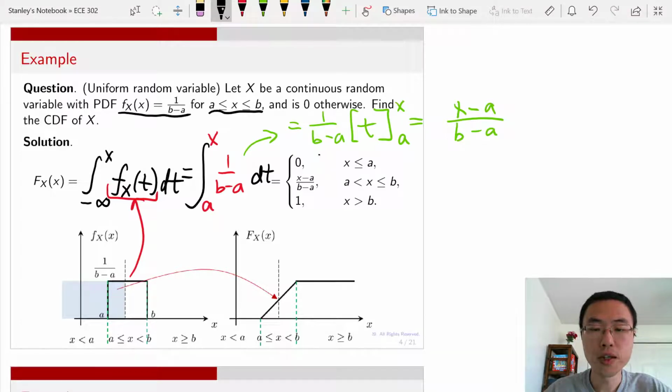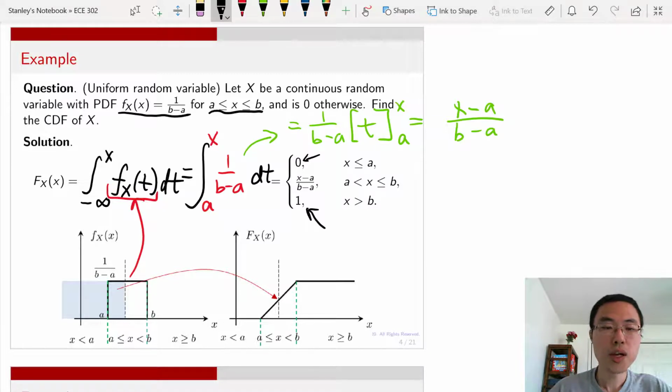The thing before is 0 because when x is less than a, you are just integrating anything less than a, and that will be 0 because your PDF is 0. When x is bigger than b, you're integrating the entire PDF, so you get 1. So that's the reason why we have this case for below a, above b, and between a and b.